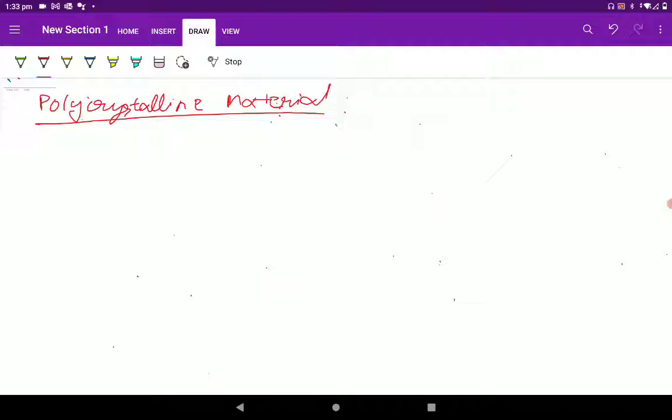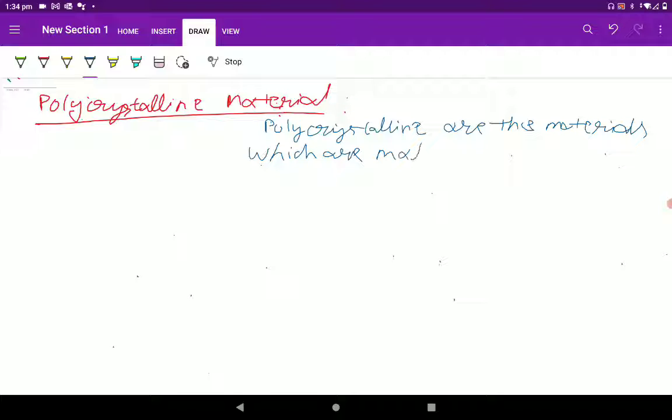So what is polycrystalline? Polycrystalline is a material which is made up of different crystal domains. Crystal domain means grains. So let me write: polycrystalline materials are materials which are made up of different crystal domains.